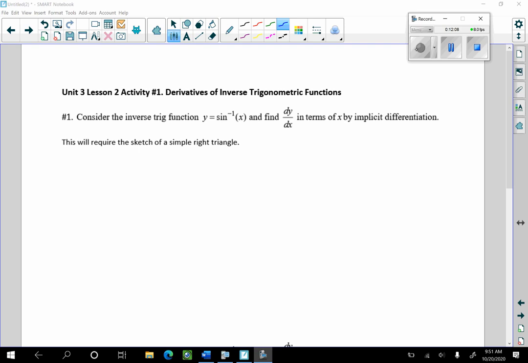So here we go. We're going to consider the inverse trig function, y is equal to inverse sine of x, and we're going to find dy/dx. So let's do some trigonometry first. If I have this statement right here, true or false? Going to be true.